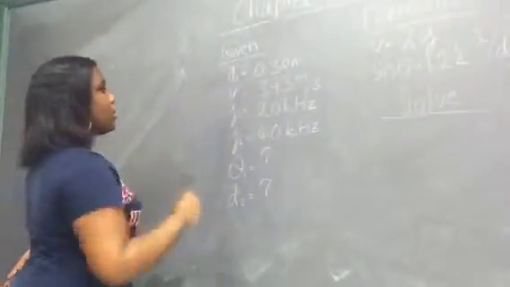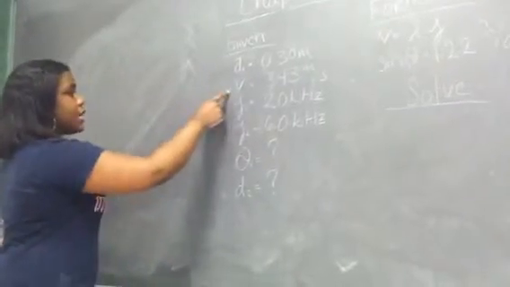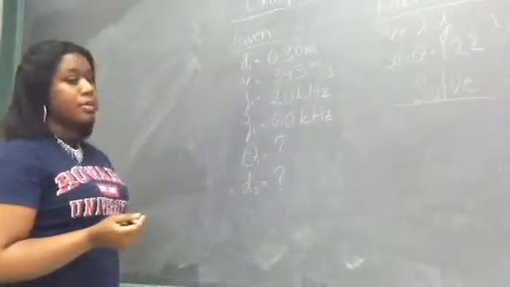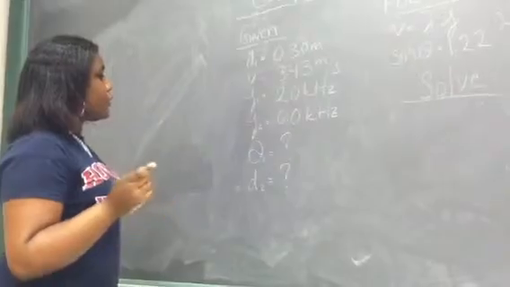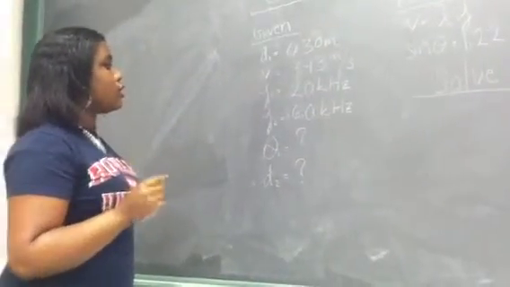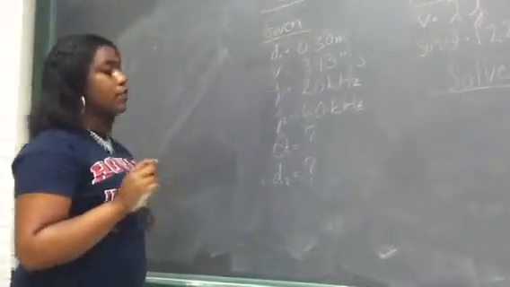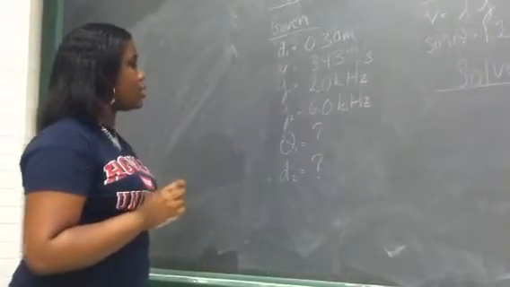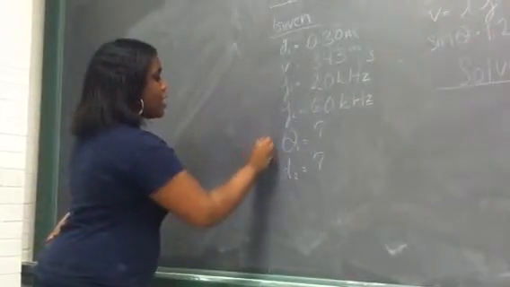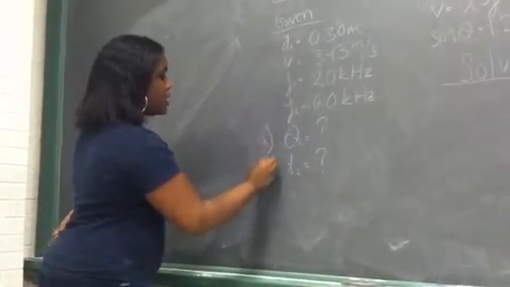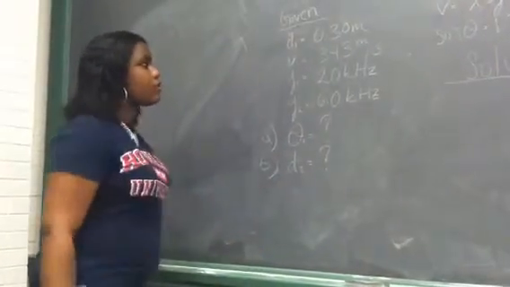So these are our givens. Our first width is 0.3 meters. Our speed of sound V is 343 meters per second. Our first frequency for the first part of the problem is 2 kilohertz. Our second frequency for the second part of the problem is 6 kilohertz. And for part A, they want us to find theta. And for part B, they want us to find the new width.